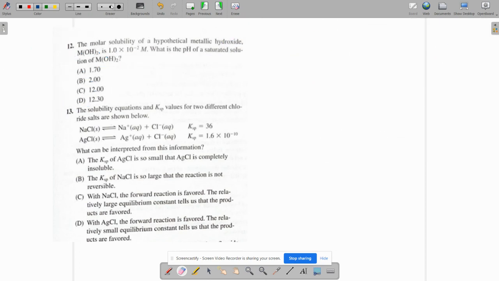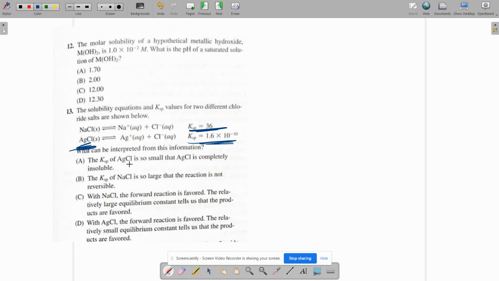So basically number 13 is looking at two equilibrium expressions. So we got NaCl breaking up, really large K value because NaCl is a strong electrolyte, it's pretty soluble. And then this guy, not very soluble, so its Ksp value is really small. So what's basically the difference between these two? So the best one, and I'm going to have to turn my light on again. Let's take a look at these choices.